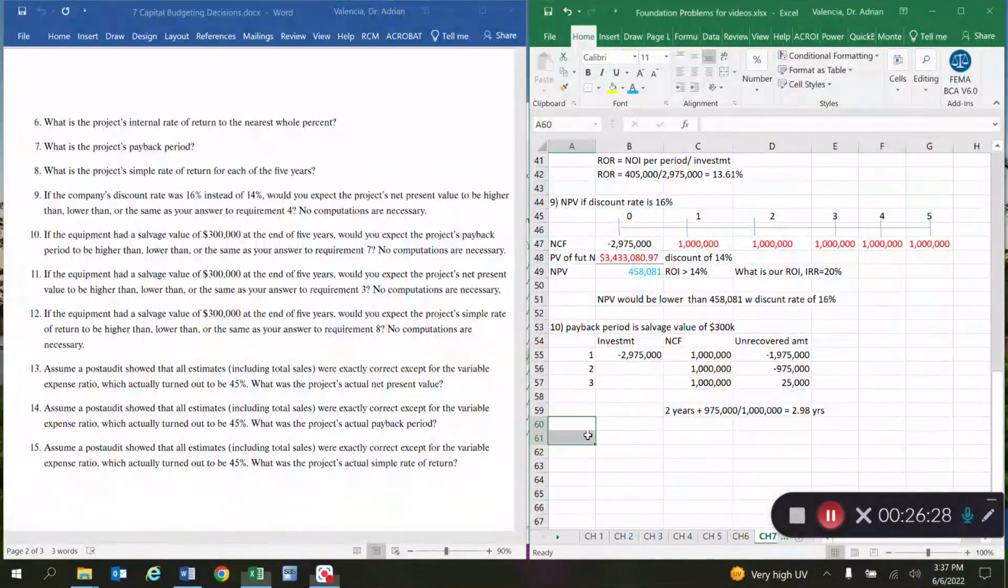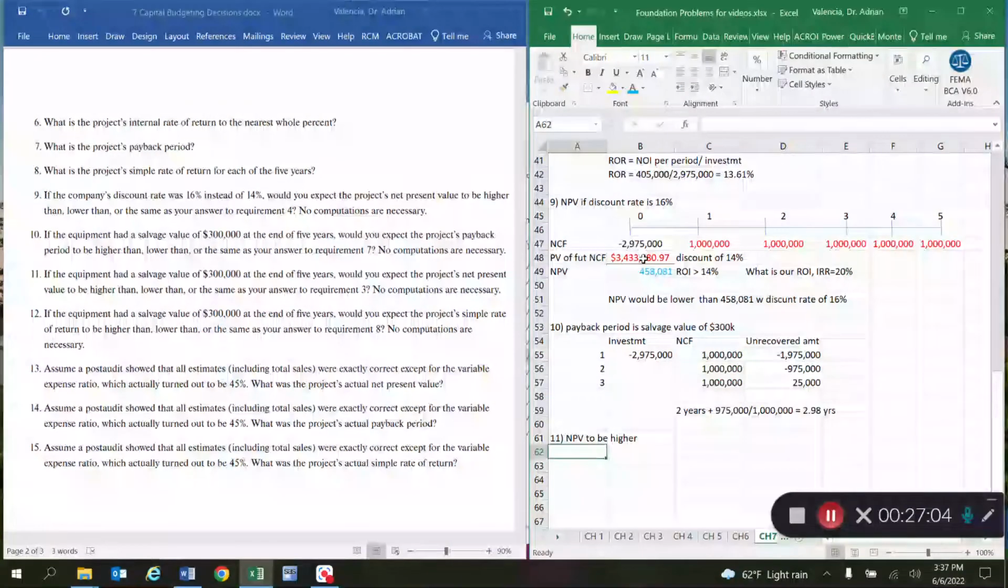All right, let's go to number 11 here. 11 says, if the equipment, oh, here we go, that's what we were just explaining. If the equipment had a salvage value of 300,000 at the end of the 5 years, just like what we just said, would you expect the project's NPV to be higher, lower than, or the same? So we would expect the NPV to be higher, simply because a larger cash flow here would translate to a larger present value of those net cash flows, which means that this will be higher. And that's what we're doing right there.